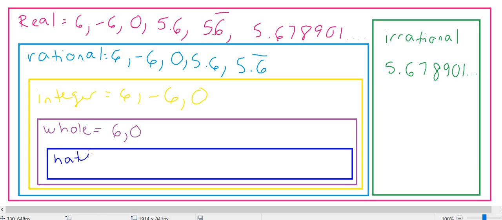So this box we're going to use to represent natural numbers. And natural numbers would only be, for example, 6 or 7, 25. Not 0, not negative. No fractions, no decimals.